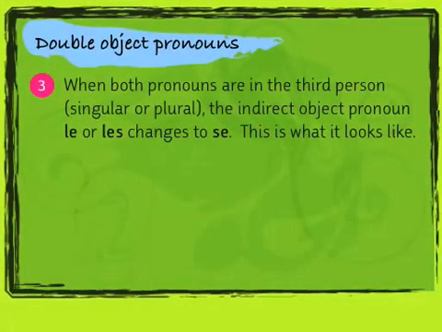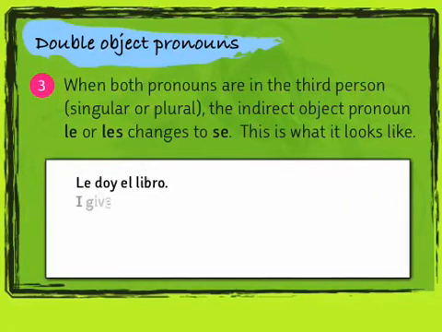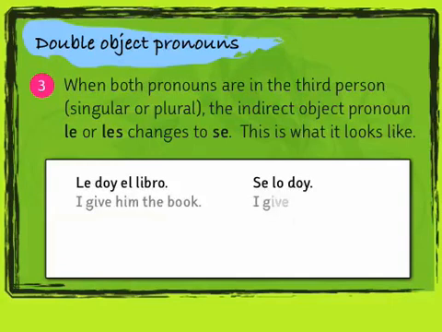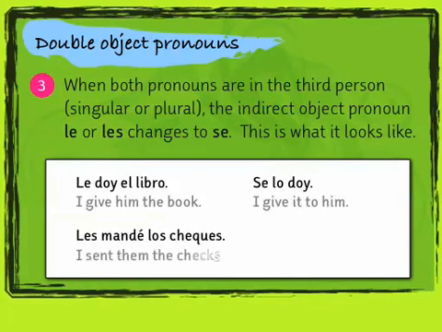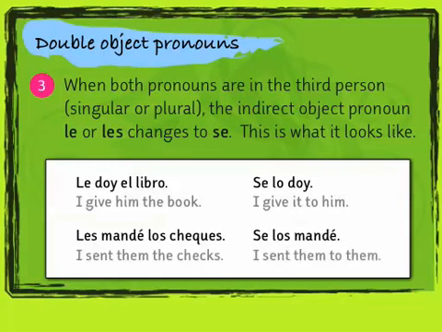When both pronouns are in the third person, the indirect object pronoun le or les changes to se. This is what it looks like. Le doy el libro. I give him the book. Se lo doy. I give it to him. Les mandé los cheques. I sent them the checks. Se los mandé. I sent them to them.